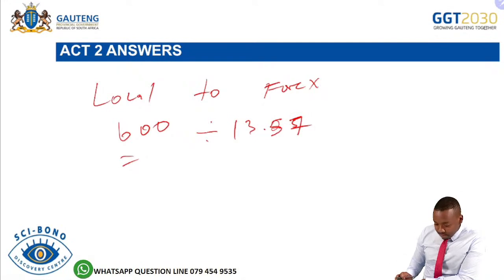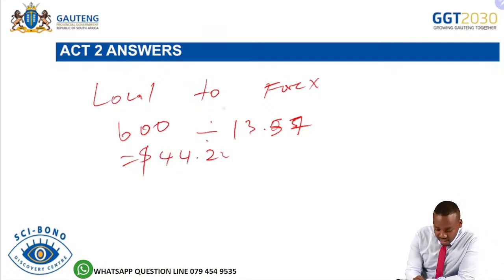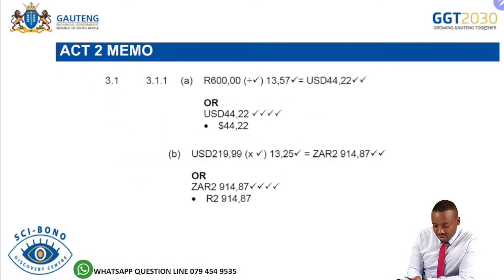Then you do your calculations. 600 divided by 13,57. Then what do you have? You have 44,22. Then it will be 1 mark, 1 mark, 1 mark. Then you move. Let's confirm. There it is. Right? 1 mark for knowing that you are dividing, 1 mark for the correct exchange rate, and then there is your answer. That's how you get your 4. Or maybe the other one will be here, then the other one will be here.